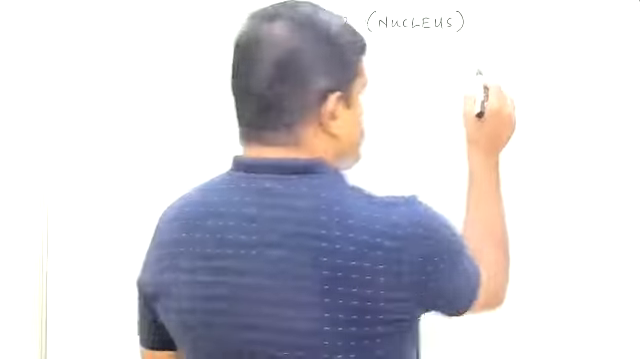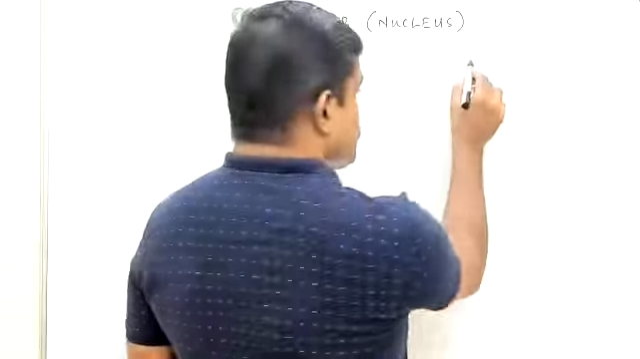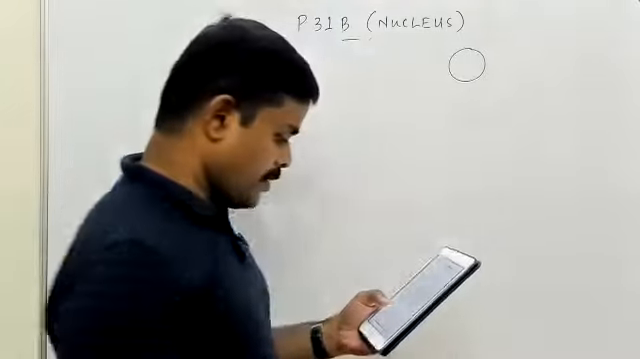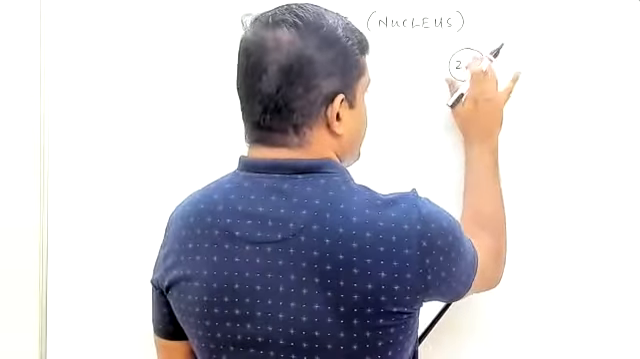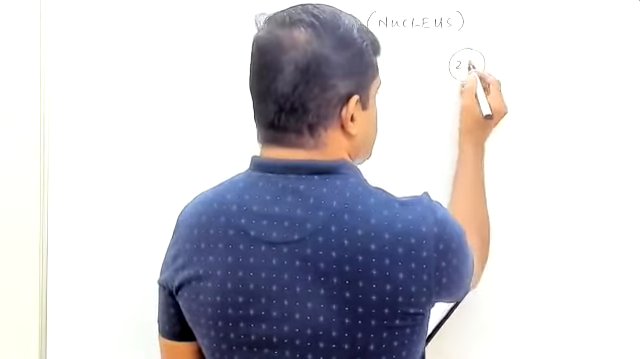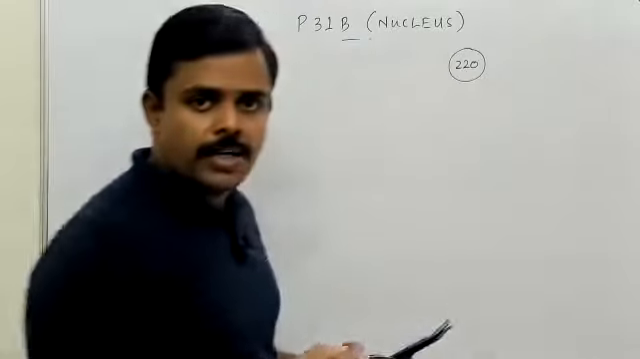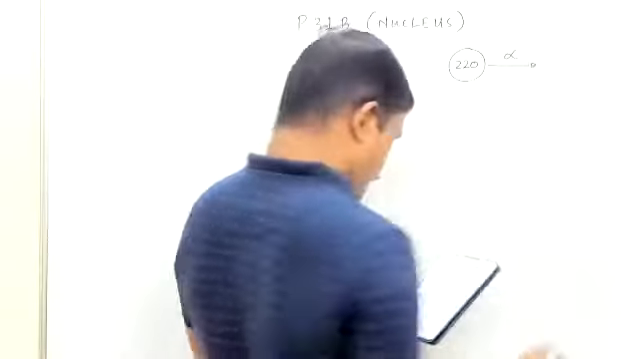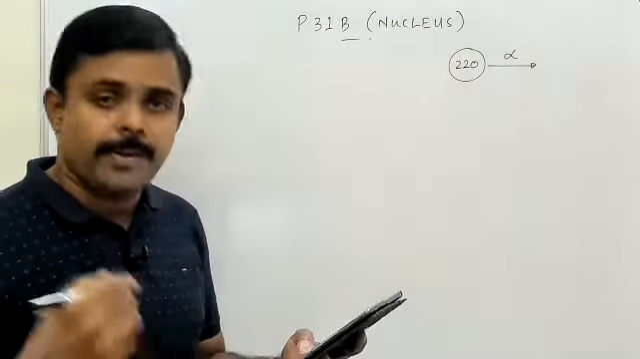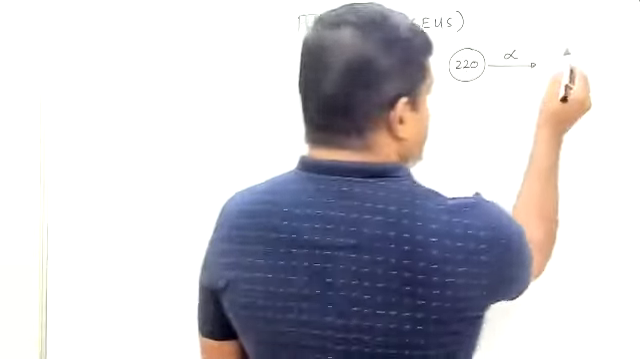So this is what happens. We have a nucleus with a mass number of 220, and it is undergoing alpha decay. Alpha decay means a helium nucleus is emitted, right? An alpha particle is emitted.